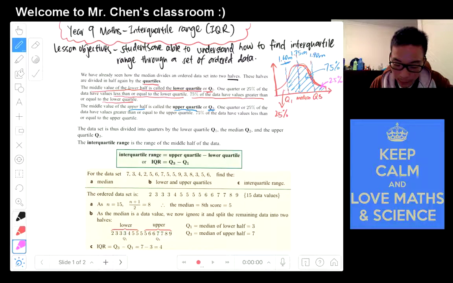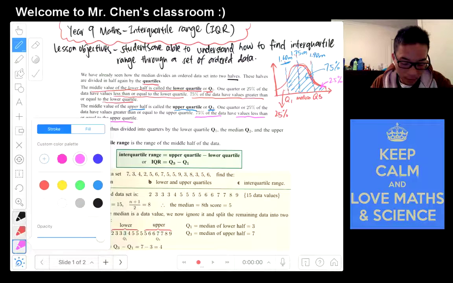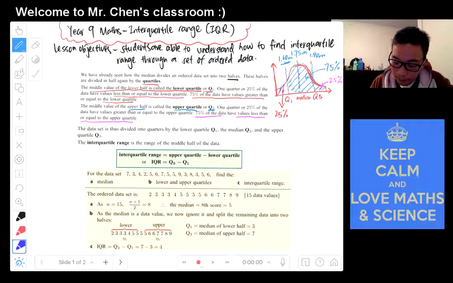So on the other hand, what that means is actually 75% of the data has value less than or equal to the upper quartile. So if you are in the top 25%, that means the rest, 75% of the people, are actually shorter than you. Does that make sense?